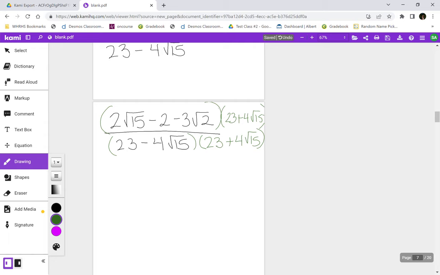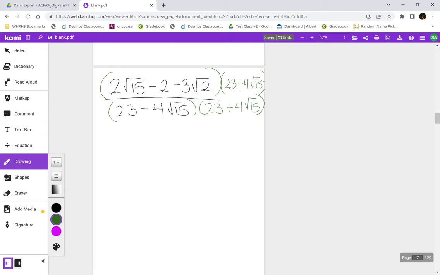All right, 23 times 23, 529. 4 root 15 times 4 root 15 is going to be 16 times 15, which is going to be a negative 240.